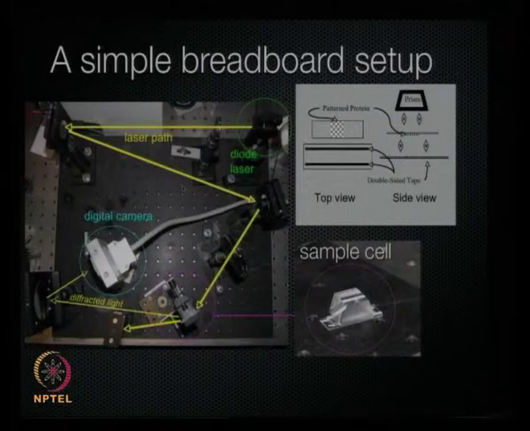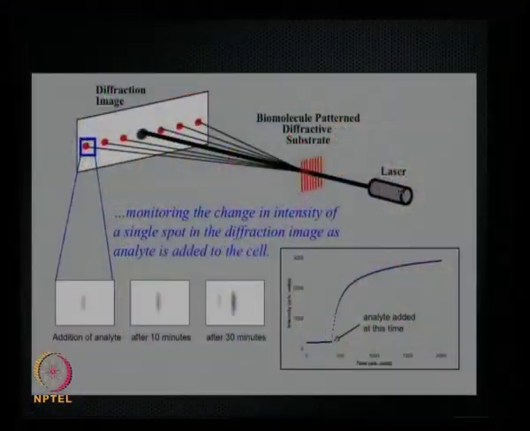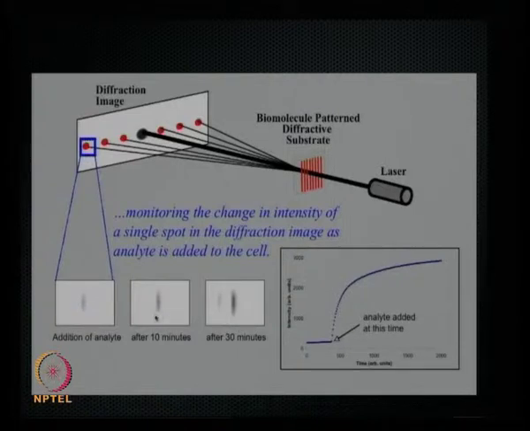So these other components in this setup are simply mirrors to make it a little bit more compact. Okay. And that's a very neat concept. And I think then one can actually build various applications on it. That's right. So in our first implementation, it's a diode laser, a laser pointer, and a webcam. And these are actually pictures captured from the webcam as you monitor the change in intensity on one spot of the diffraction image upon addition of analyte. So after a few minutes, it gets darker, and then it gets darker even.